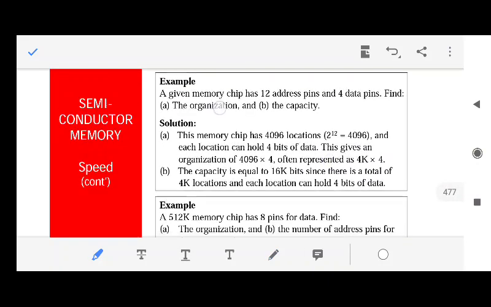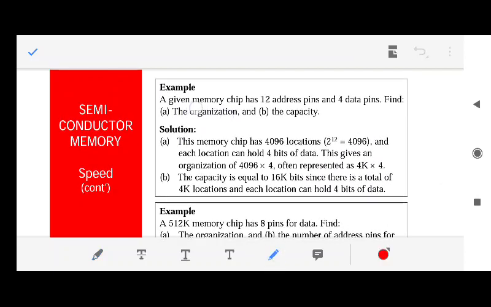A given memory chip has 12 address lines and 4 data pins. Find the organization of the memory. It is saying you have 12 address lines and 4 data lines in the memory. Now define how it is organized. With 12 address lines, how many locations are there? There are 2 to the power 12 locations.